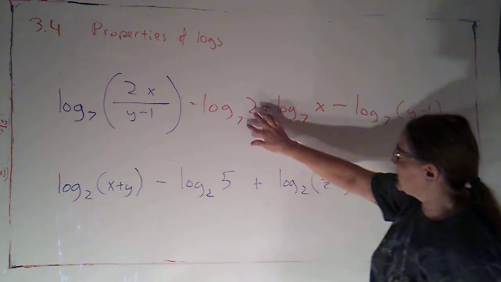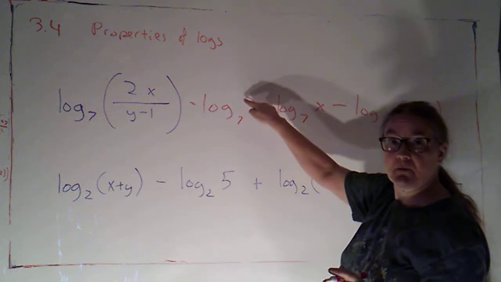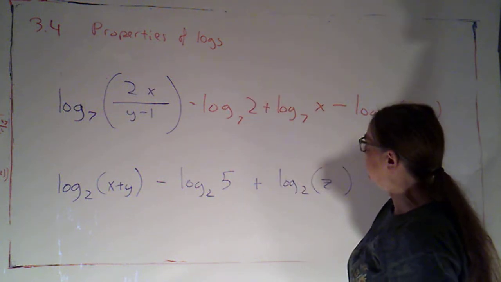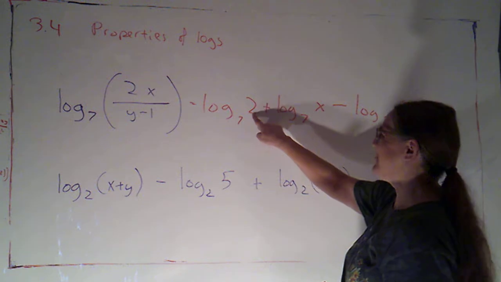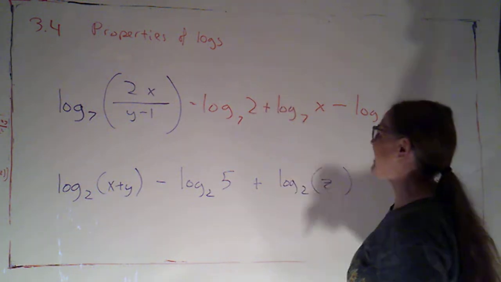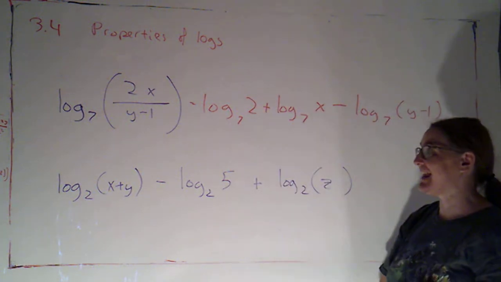Now I do want to take a look at this one because this just involves numbers. I want to see, could I simplify that? Not nicely, because 2 is not a power of 7. Okay, so that's as simple as that one's going to get.